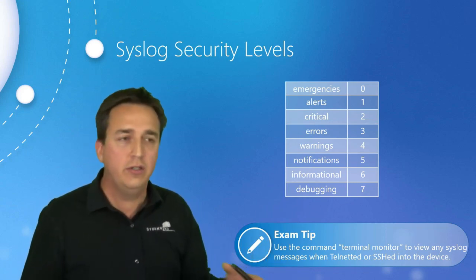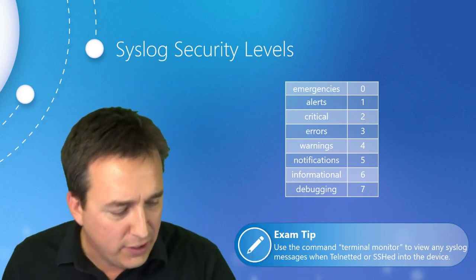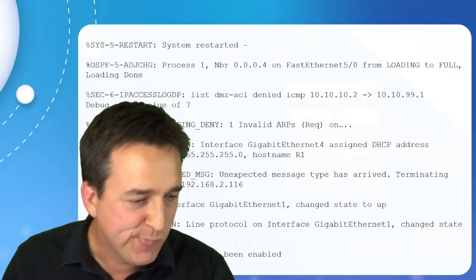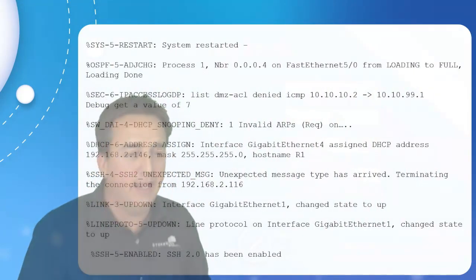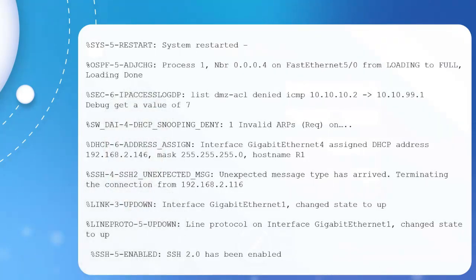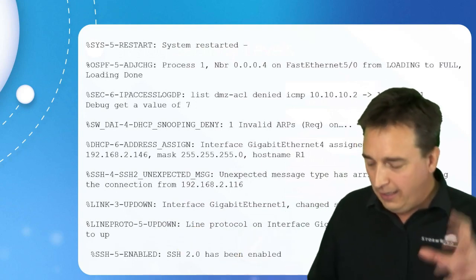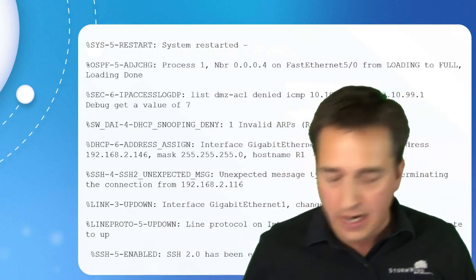So yeah, we still need to know our levels. But if I showed you this chart, folks, how many of you would be able to be confident in knowing that a system restart gives you a level 5, and then OSPF adjacencies are 5, and access control lists for security are 6. Dynamic ARP inspection gives you 4. DHCP is going to throw at you when address assigning a level 6, and SSH, and so on and so forth. Right. Here's what I want you to take away from this discussion.